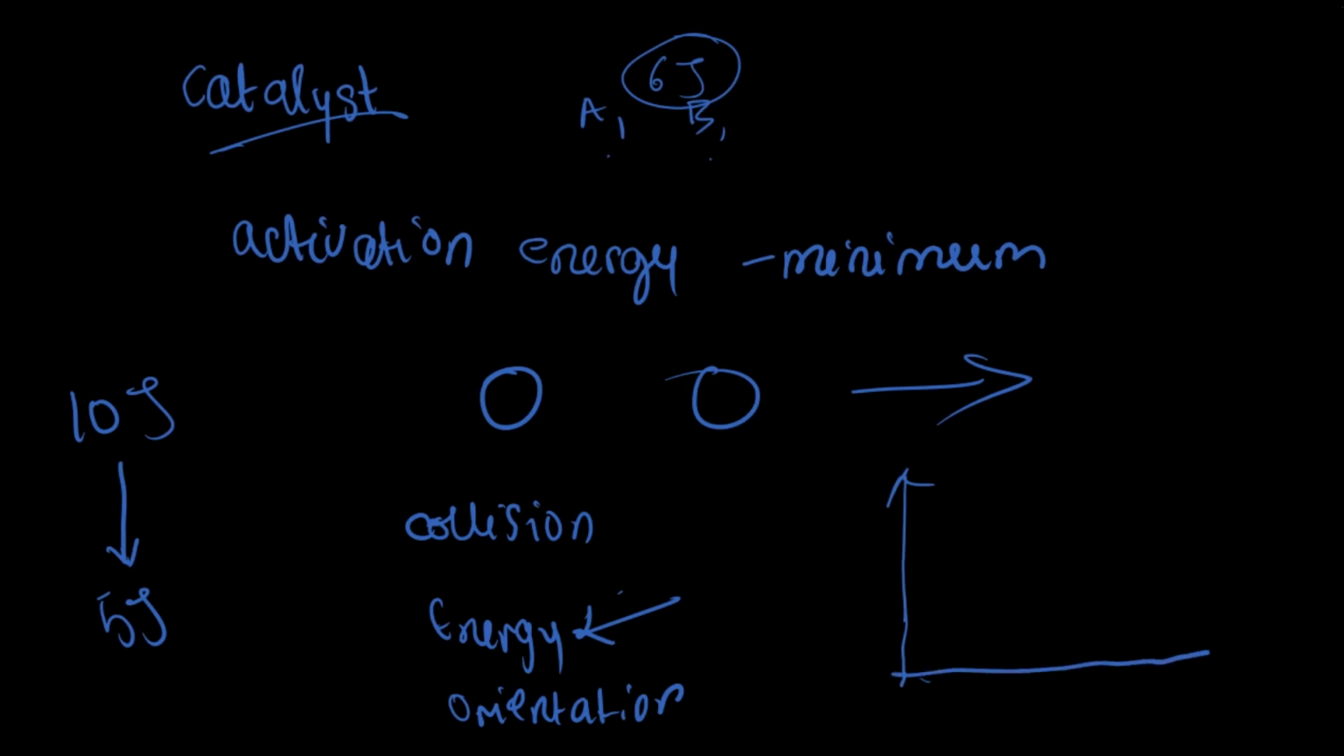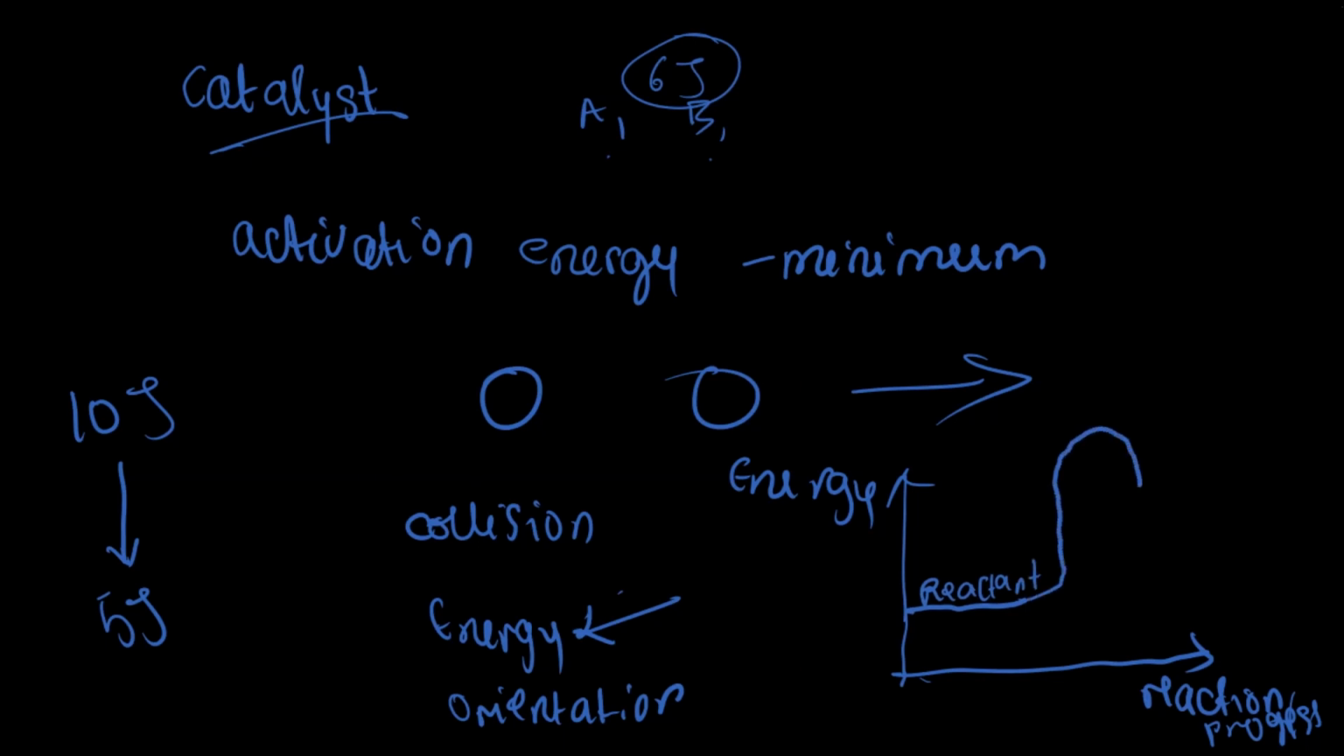Looking at the graph of energy against the progress of the reaction, we can see that here we have the reactants. So the reactants are here at a low energy, okay, and they have to attain a certain amount of activation energy in order to get to the product. Okay, so this is the activation energy.